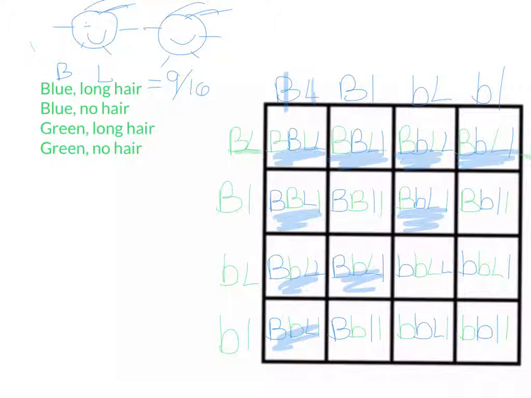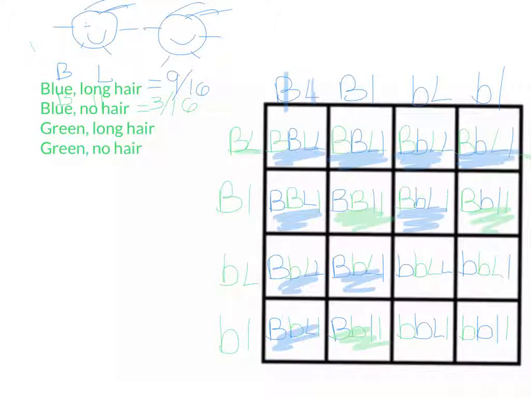All right, now let's look for how many will have blue and no hair. In order to be blue and no hair, I'd have to have one big B and two little l's. All right, so let's check it out. So I have 1, 2, 3. So 3 out of 16 would be blue and no hair.